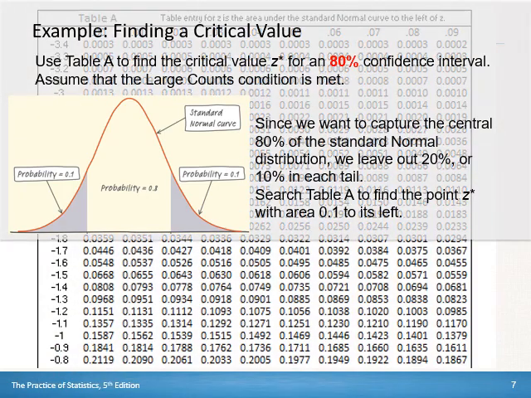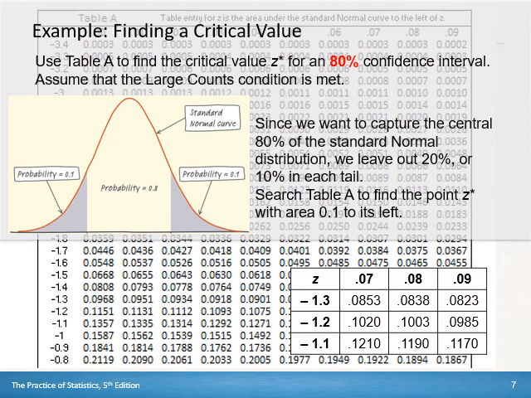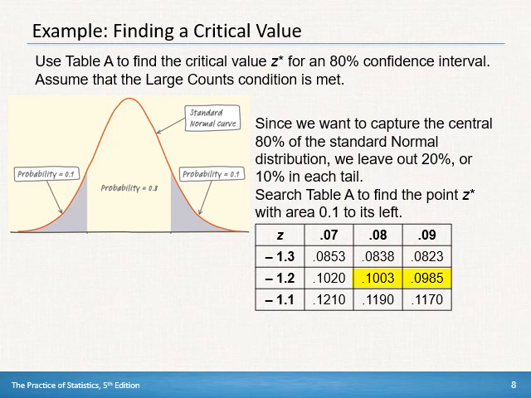So if we look at our z-score table, we will be looking in the body of the table, not on the margins, for 0.1 or the closest number to 0.1. If you look over the left bottom corner here, you have some values that are all circled. They're all about 0.1. You can see here that it's somewhere between these two values. These are the two values closest to 0.1 on our z-score table.